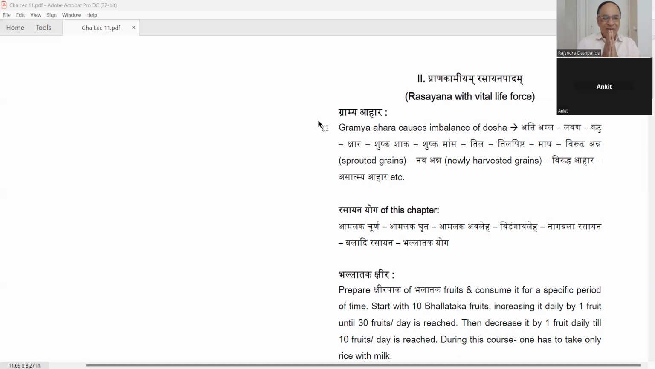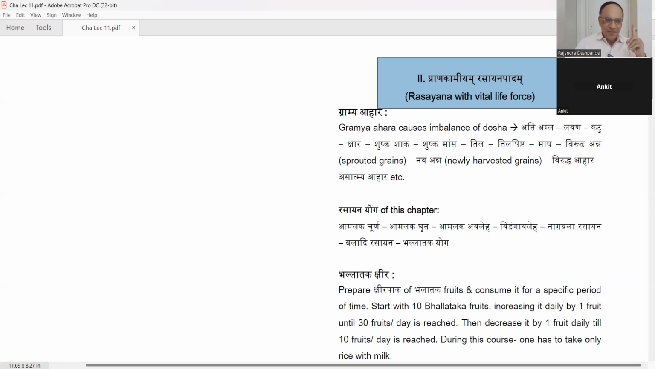So first I will request that you write down keywords. Chapter: Charaka Samhita, Chikitsasthan, Chapter 1, Rasayana Adhyay. Chapter 1, rejuvenation. In English, energy, rejuvenation, tonic. Rasayana is a tonic.